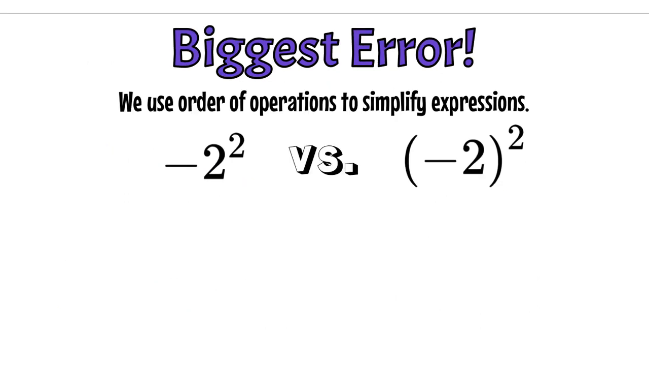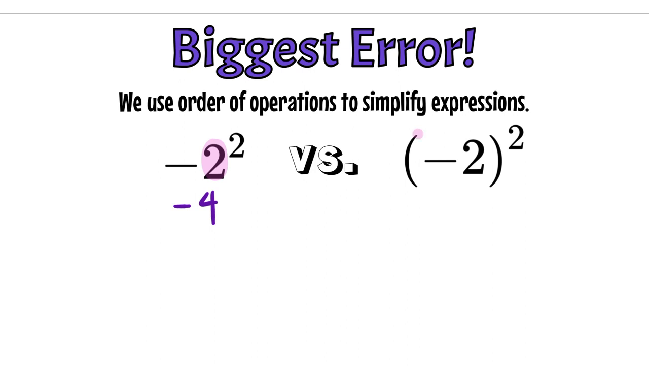One of the biggest errors that I see people make is the difference between -2 squared versus -2 quantity squared. In the first example, -2 squared, the only thing that's being squared here is the 2, which means that we square the 2 and then make it negative. So -2 squared simplifies to -4.